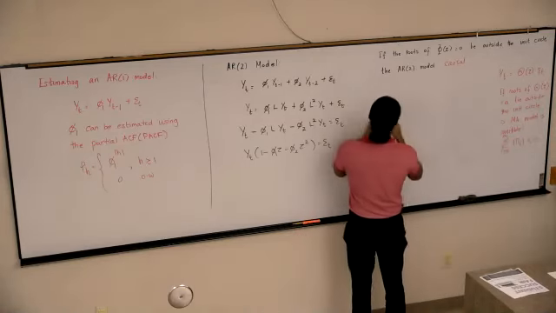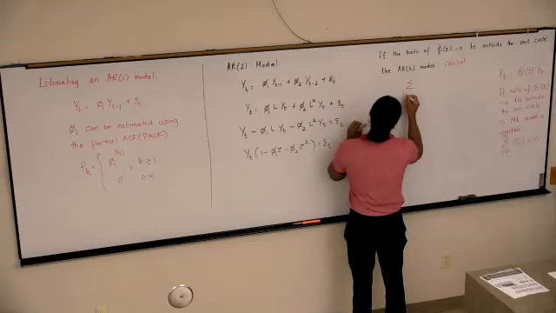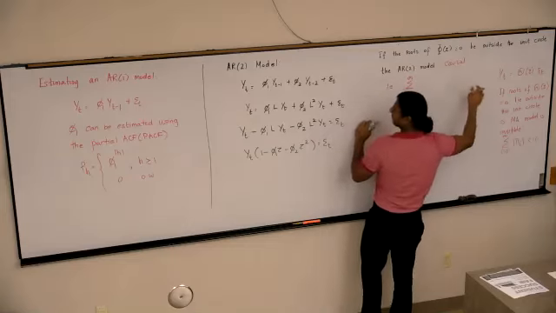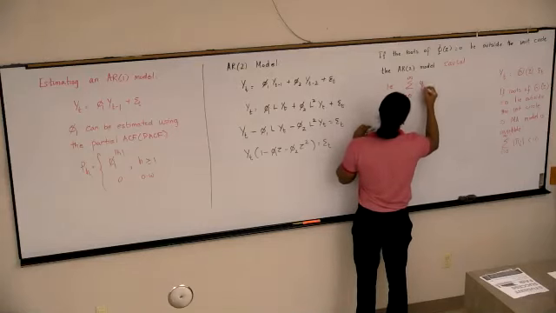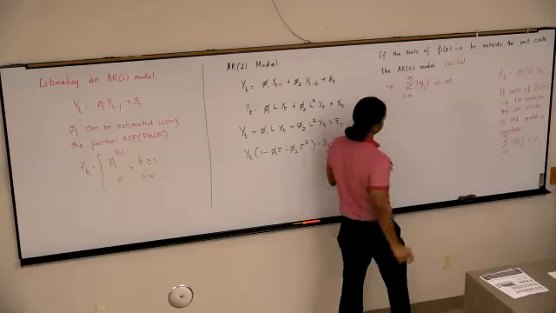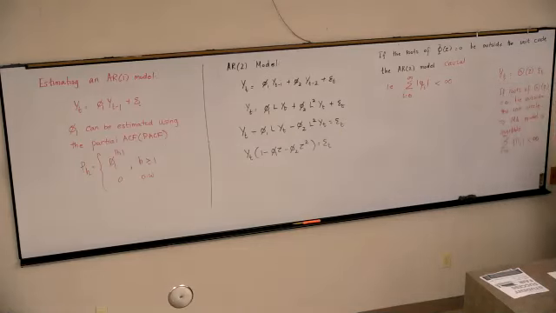So on this side, divide. When you divide 1 over phi(z) on the MA side, we get the psi weights. So the psi weights must be less than infinity, or the sum of the absolute value of the psi weights must be less than infinity. This is what we call L1 convergence.